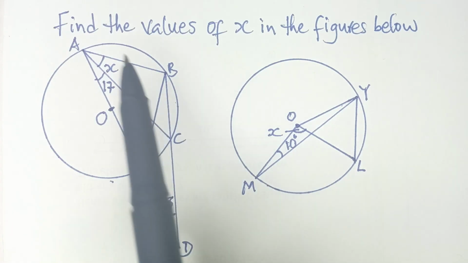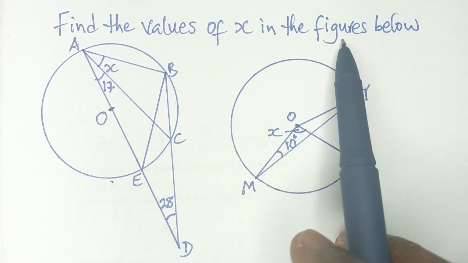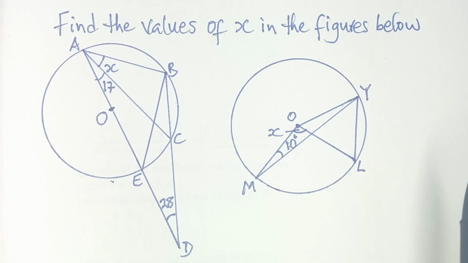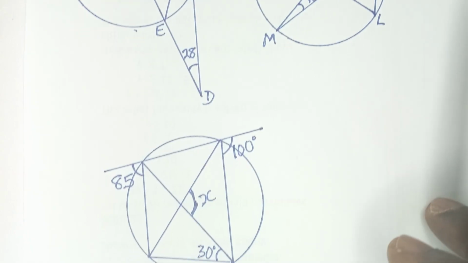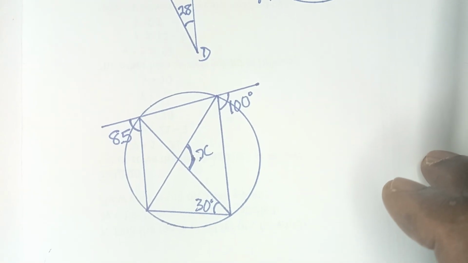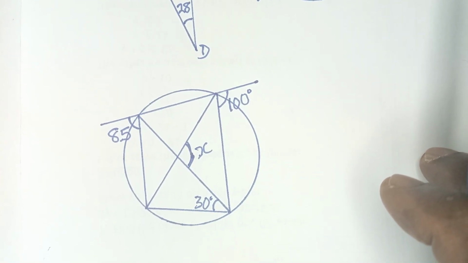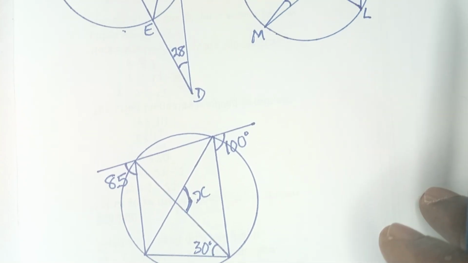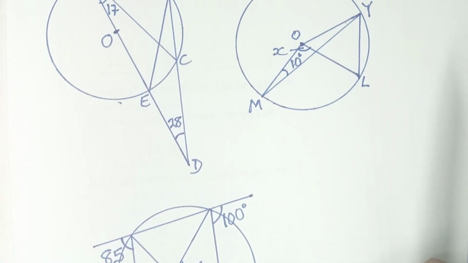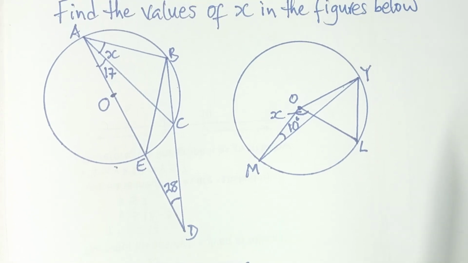Now the question we have here says find the values of x in the figures below. Actually we have three figures here, two of these figures and then this is a third figure. And we have to find the values of x in each of them. So I advise you to watch to the very end so that you can see how the values of x are obtained in each of the figures.